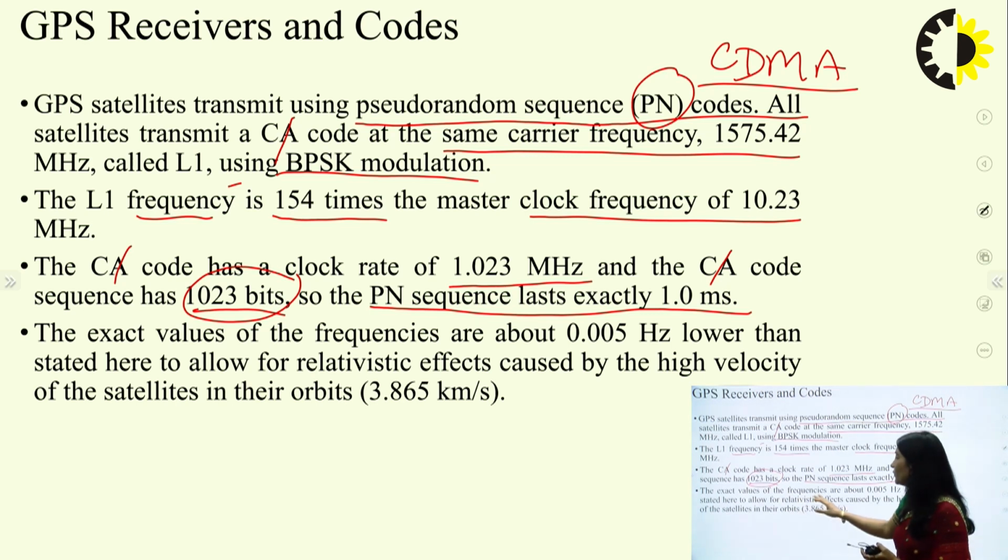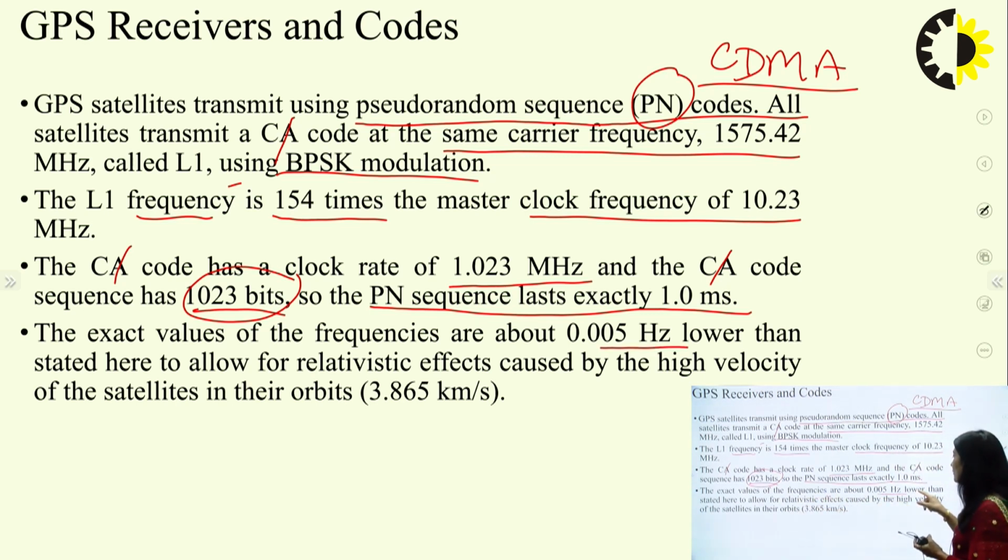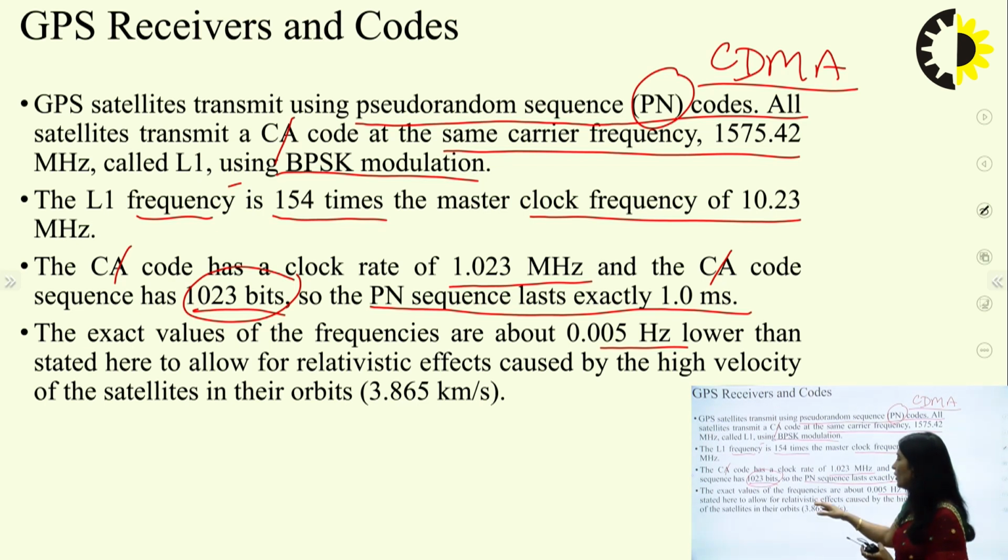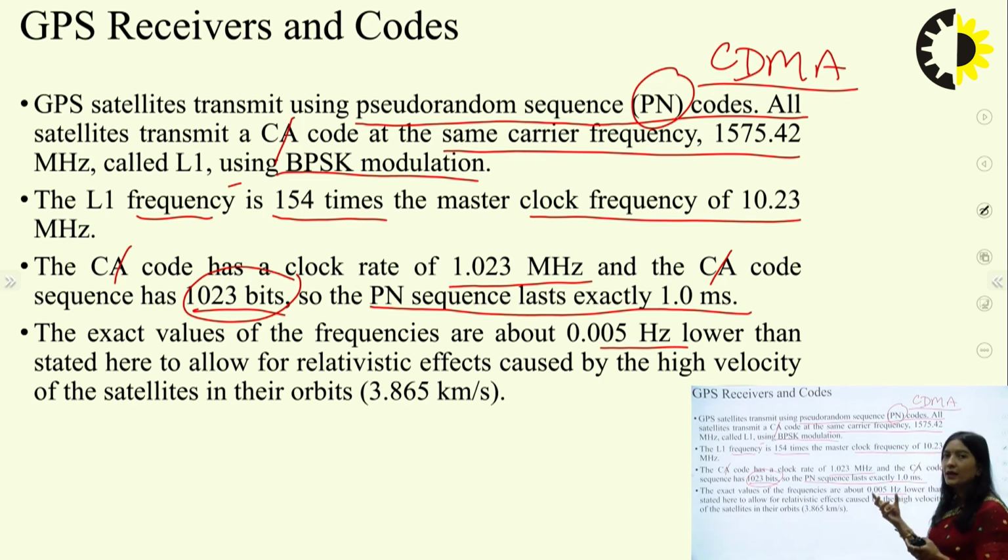The exact values of the frequencies are about 0.005 hertz lower than stated here, to allow for a relativistic effect caused by the high velocity. So there can be a few differences between the frequency which is mentioned here.